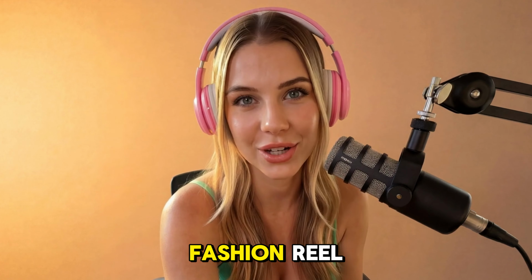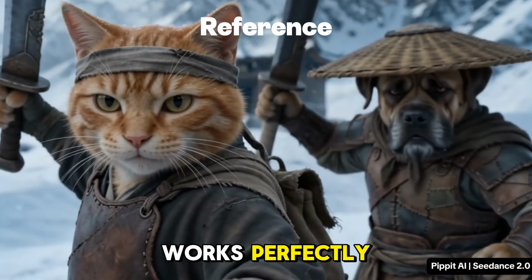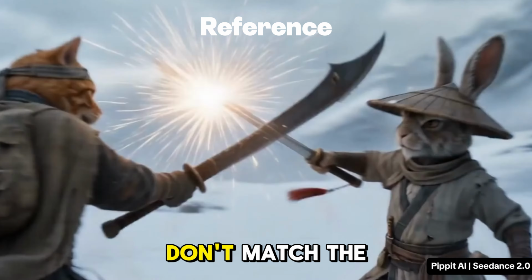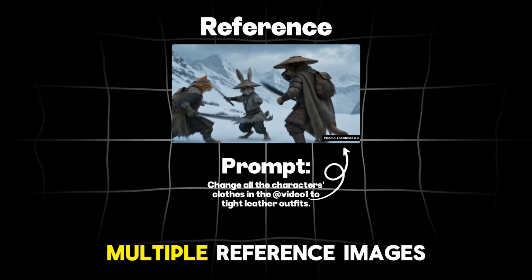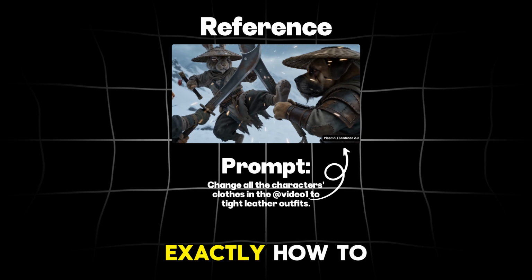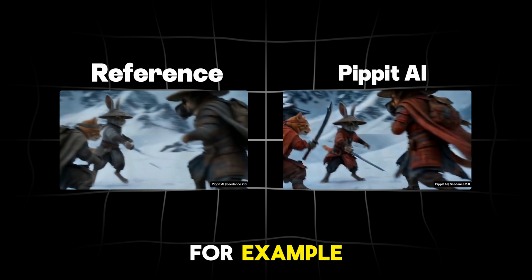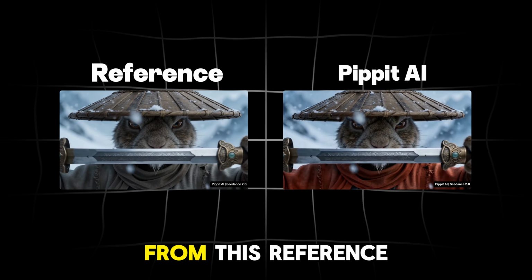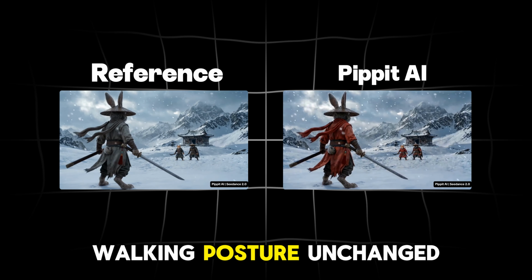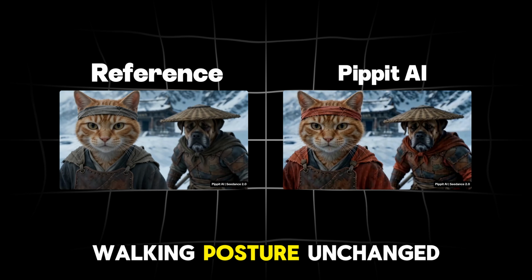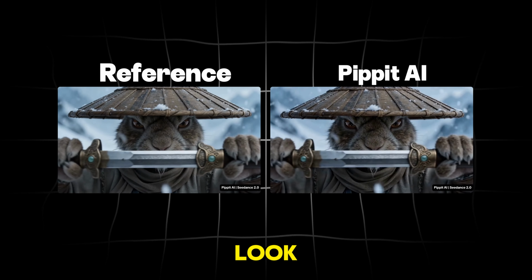Alright, imagine a fashion reel. You've got a walking shot that works perfectly, but the outfit and the location don't match the brand you're pitching this week. With Seedance 2.0, you can upload multiple reference images and videos and tell it exactly how to use each one. For example, replace the clothing in this clip with the outfit from this reference. Keep my facial features, hairstyle, hair color, and walking posture unchanged, and change the background to a minimalist studio. The output keeps the same movement and personality, but swaps the outfit and environment to match your references. Same performance, new look, no reshoot.